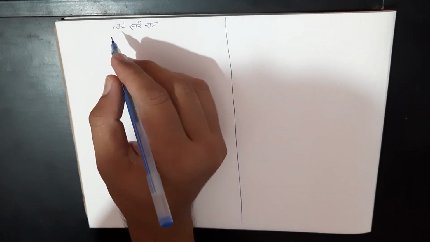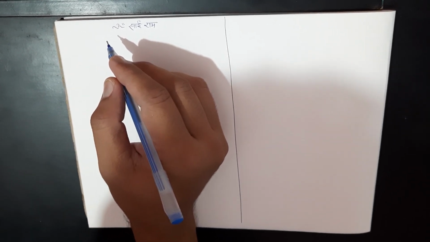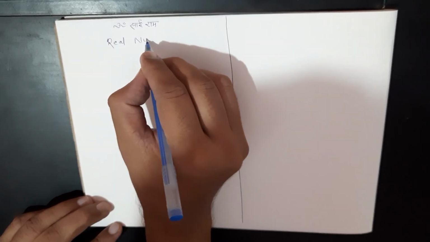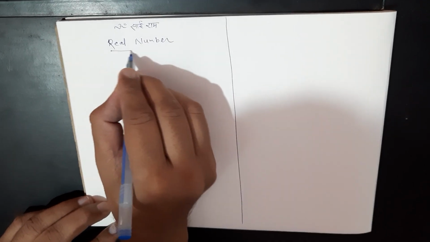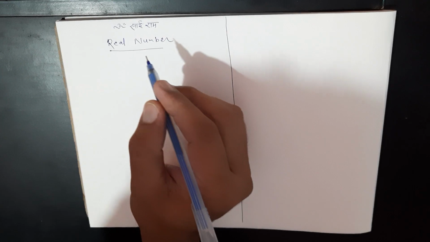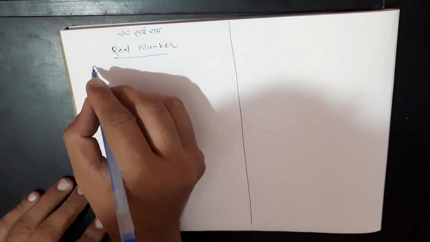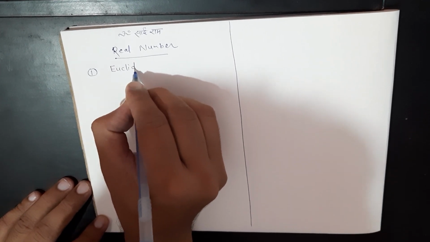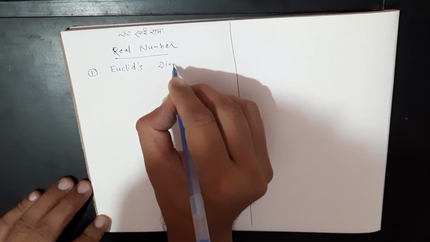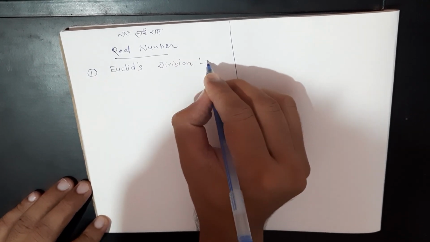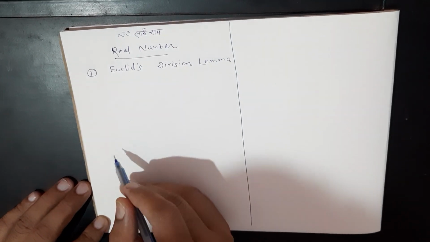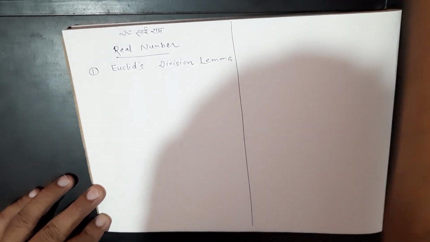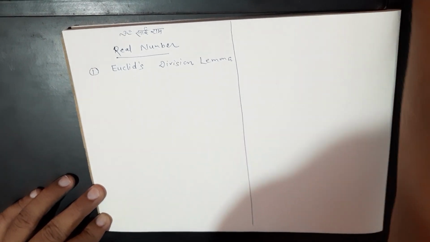Today we will start first chapter, real number. In this section we have first important topic, Euclid's division lemma. First we have to see what is this and what this lemma says.